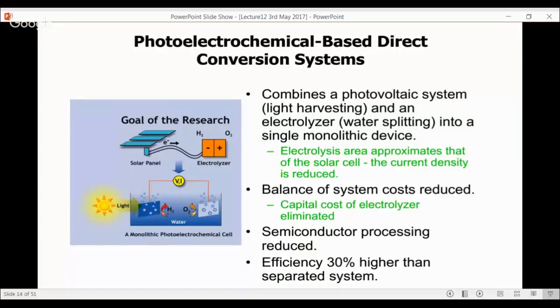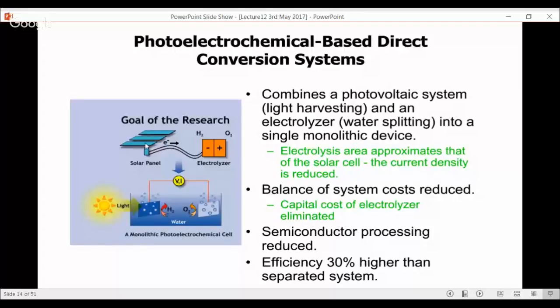Now, instead of going directly into water electrolysis, is it possible to go through a photovoltaic device? So take the solar panel, harness the photovoltaic, and use it for electrolysis of water. Photo-electrochemical based direct conversion systems combine a photovoltaic system. I hope you can see that the red is the photovoltaic system, the panels, the collectors, combining a photovoltaic system, light harvesting, and an electrolyzer, water splitting, into a single monolithic device.